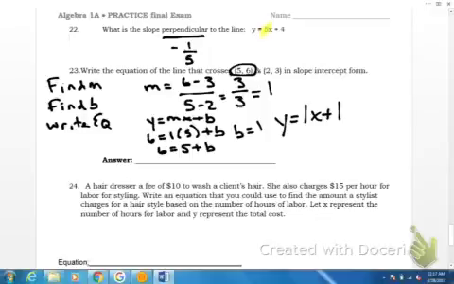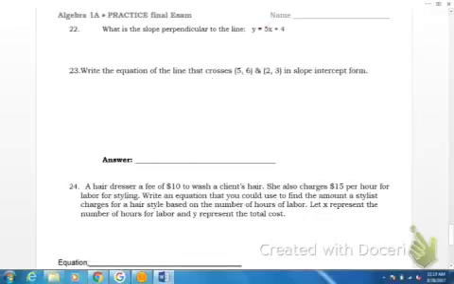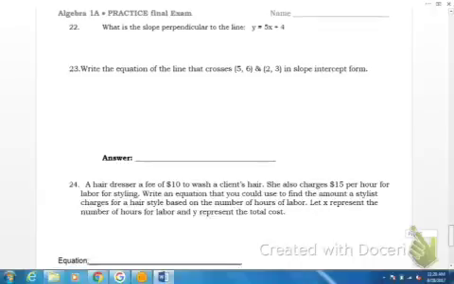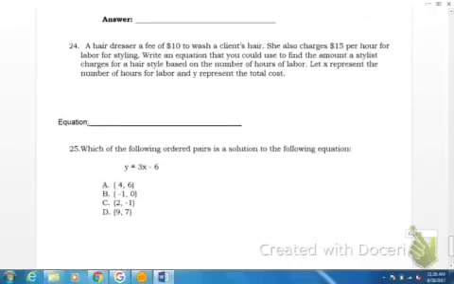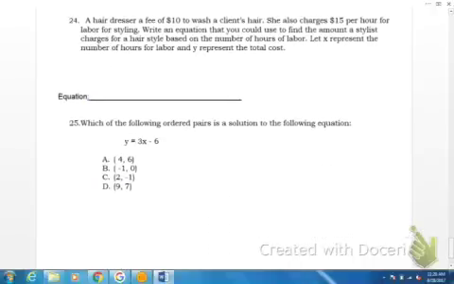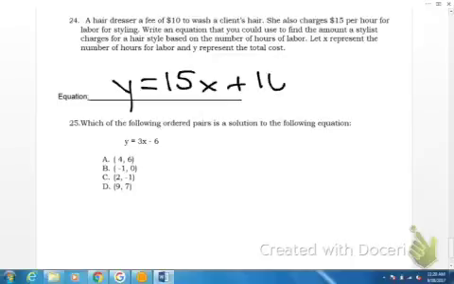And then on 24, this is easier than it looks. It's only asking you to write an equation. It is not asking you to solve. So in slope-intercept form, y equals, which one is happening over and over? Which one is, yeah, that's the per hour. So y equals 15x plus 10.